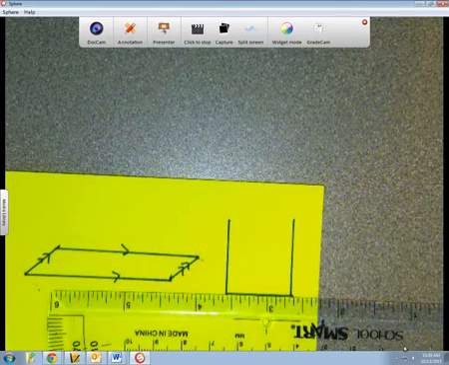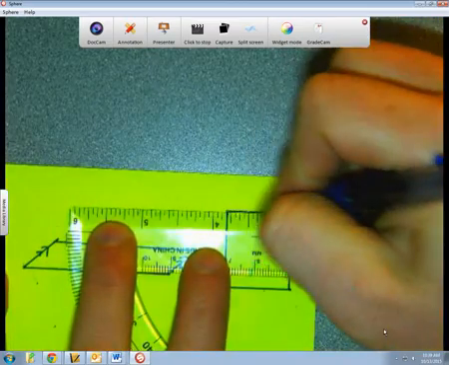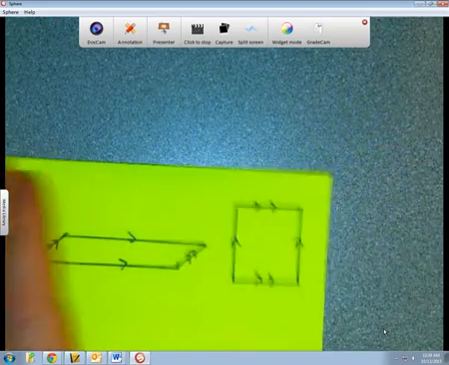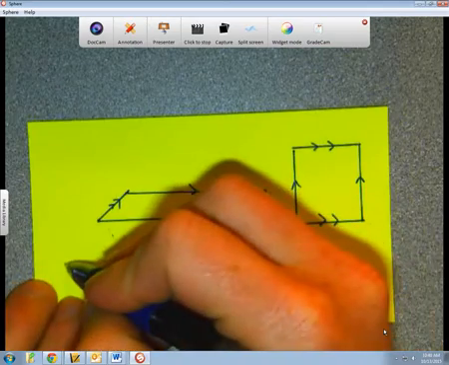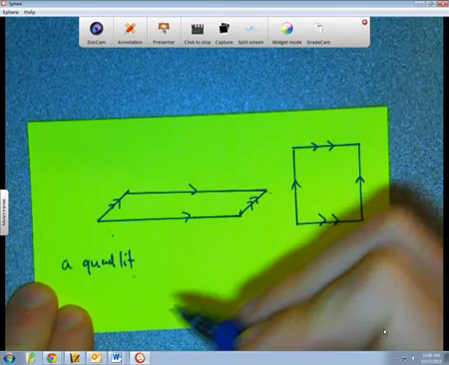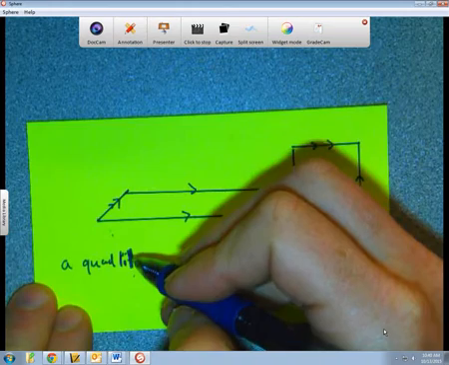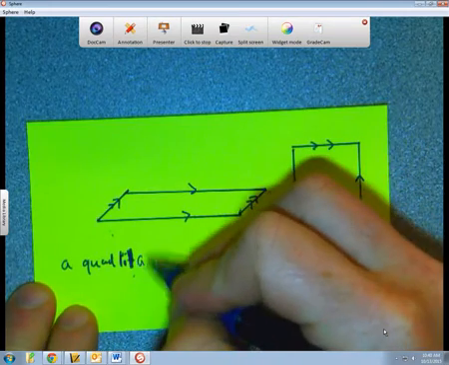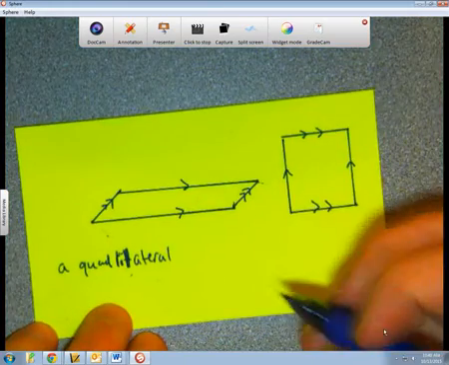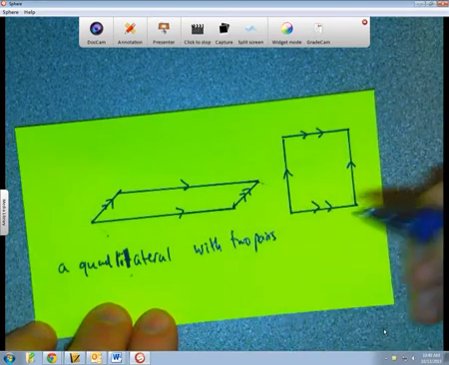Alright, so let's finish this guy off. So here's what I'm getting at with this guy. So same kind of thing, parallel, parallel, parallel, parallel. So a parallelogram is four-sided, so quadrilateral. Woo! Spelling. That's an issue, man, for me. Quadrilateral with two pairs of parallel sides.